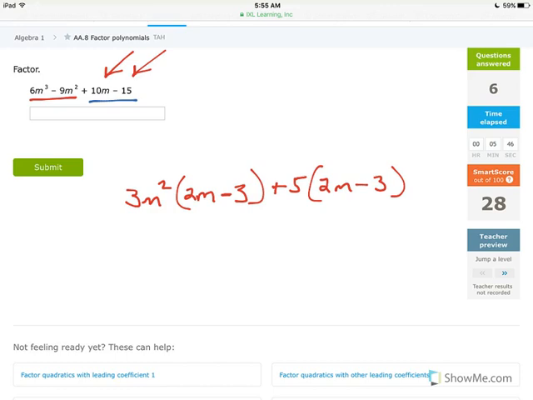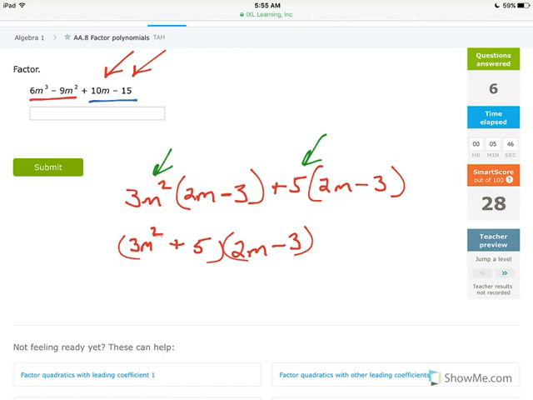So one of the factors is the common one that's in parentheses, the 2m minus 3. And the other factor is made up out of the two leftover terms that were factored out. So that's going to be 3m squared plus 5. Let's clean that up a little bit. So 3m squared plus 5 and 2m minus 3.